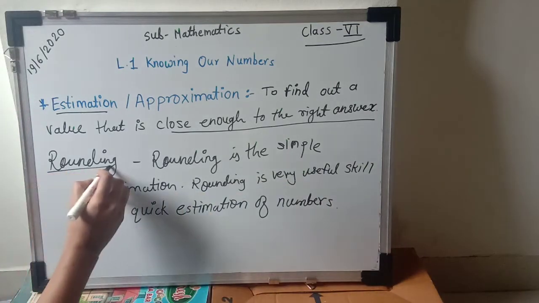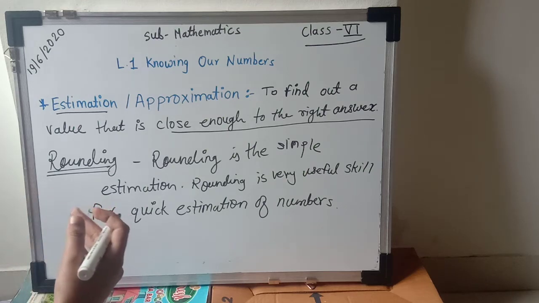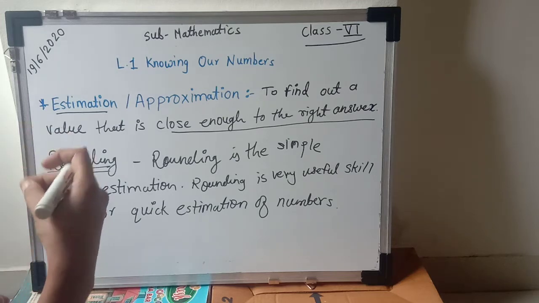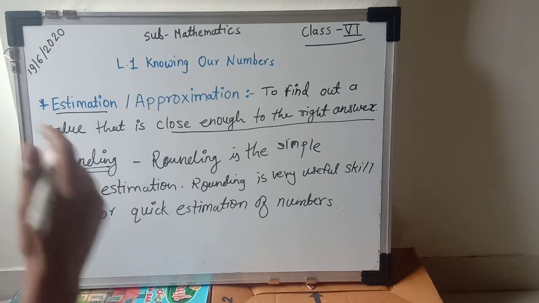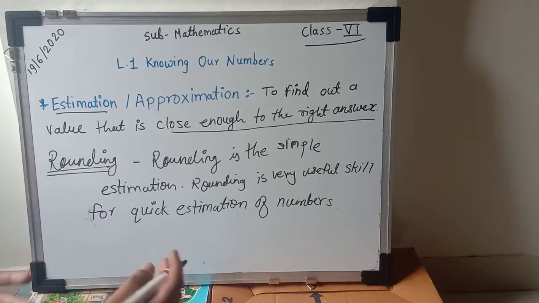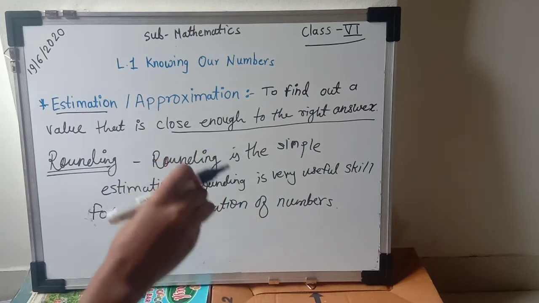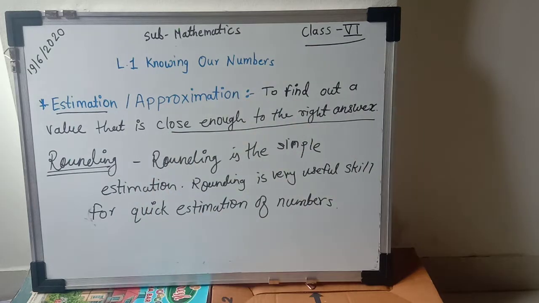Now let me tell you, when you round up numbers, suppose the cost of one pen is 8 rupees, that we don't know. So here what we do is round up, maybe the cost of that pen is near to 8, maybe more than 8 or less than 8. So we just round up that figure near to 10. You have to round up that figure to the nearest close answer.